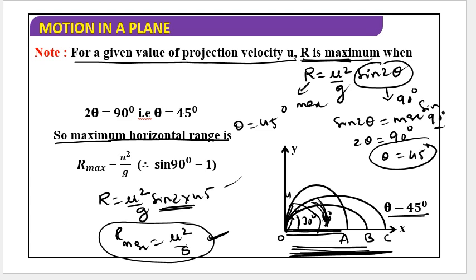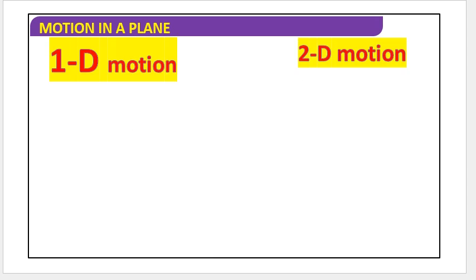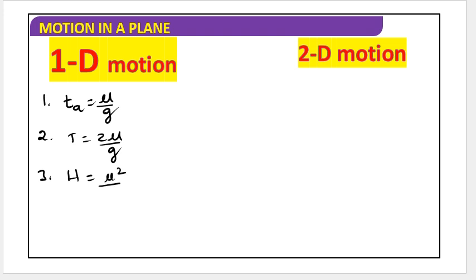Next topic. What's the difference between one dimensional motion and two dimensional motion? Simply remember the one dimensional motion formulas. Time of ascent in 1D is u by g. Next, time of flight is equal to 2u by g. Next, maximum height is equal to u square by 2g. So these are the formulas in one dimensional motion.